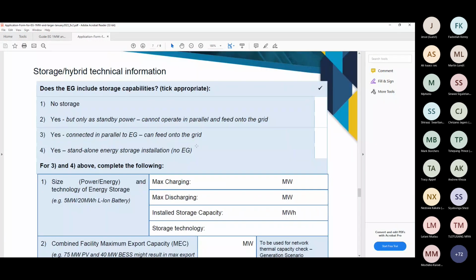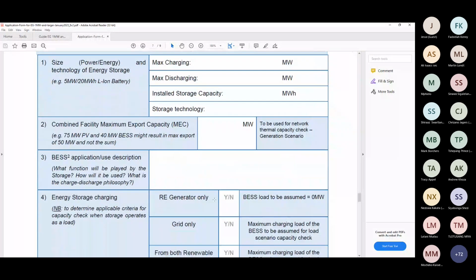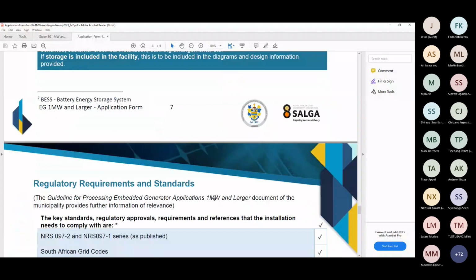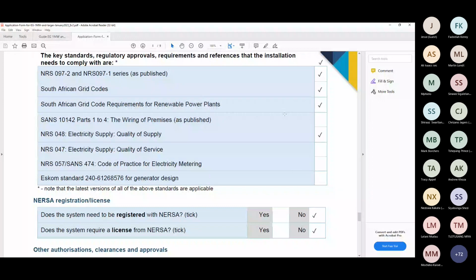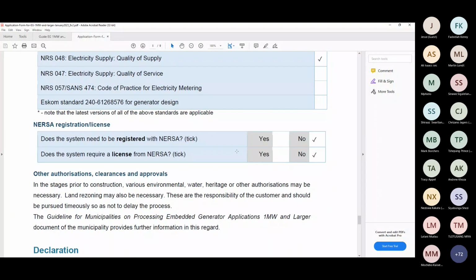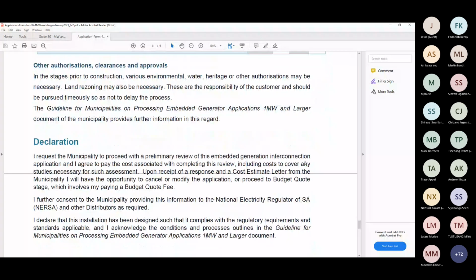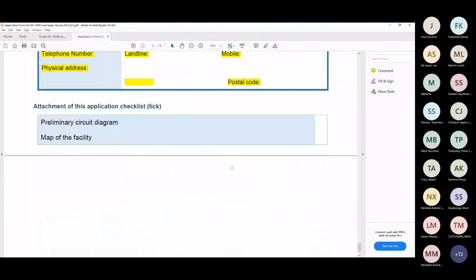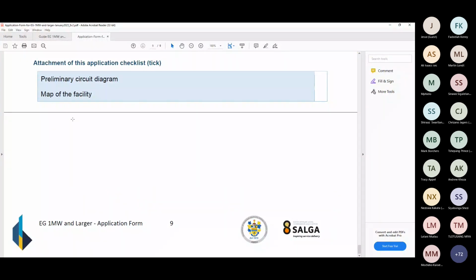Okay, so storage. This wasn't completed at all. And he's just randomly ticked a few of these, it almost seems. You see, it doesn't need to be registered or licensed. All right. And no, we don't have the circuit diagram or the map here. But I think in practice, you would expect to find that.